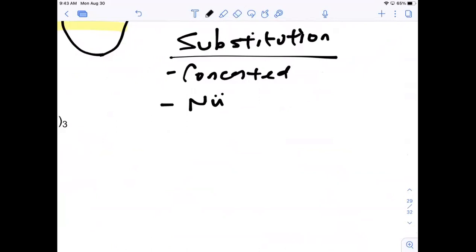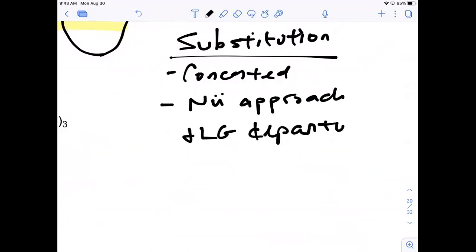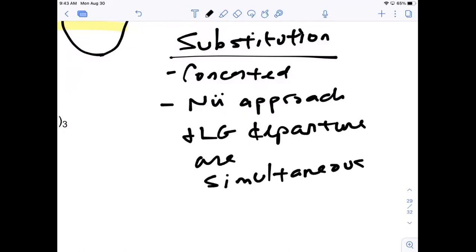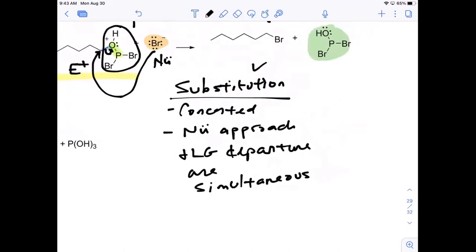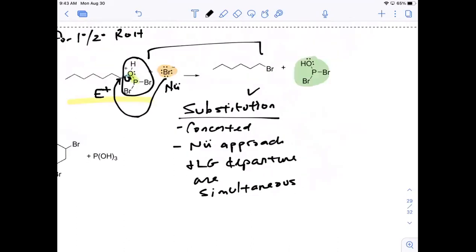I'll say it like this: nucleophile approach and leaving group departure are simultaneous. That's the difference between a stepwise reaction mechanism and a concerted one.